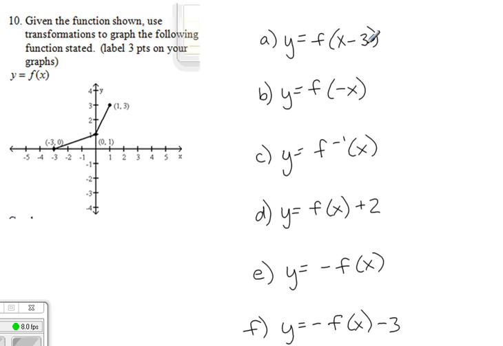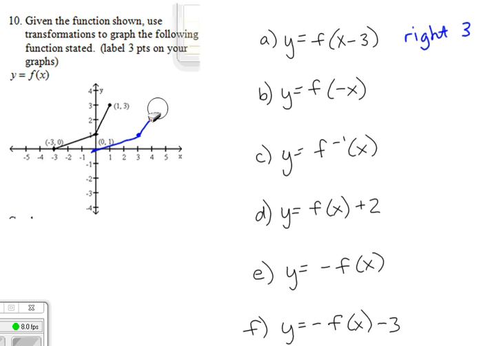So f of x minus 3, that's going to move to the right 3. So each point on this graph is going to move to the right 1, 2, 3, 1, 2, 3, 1, 2, 3, and then you can connect those dots. Okay, so there's your part A.